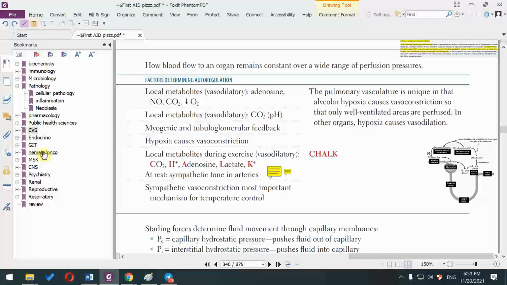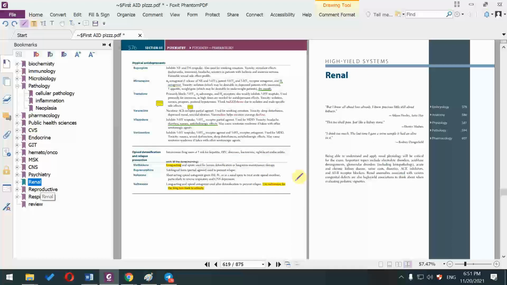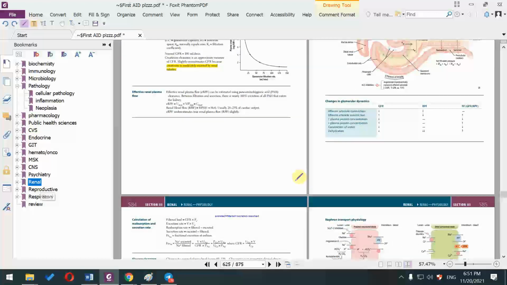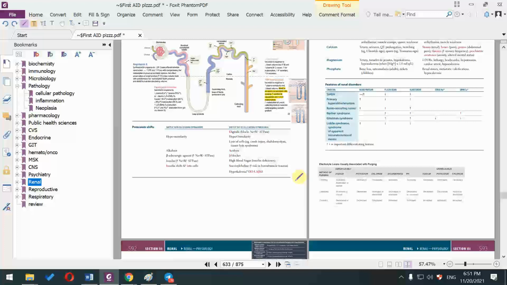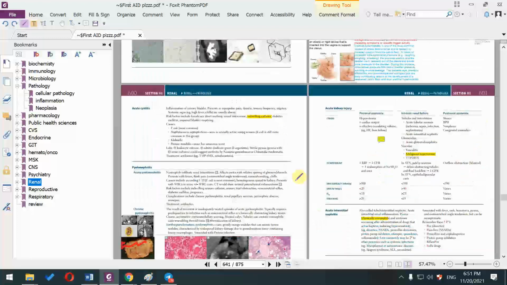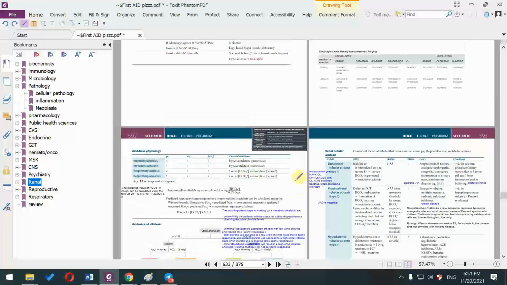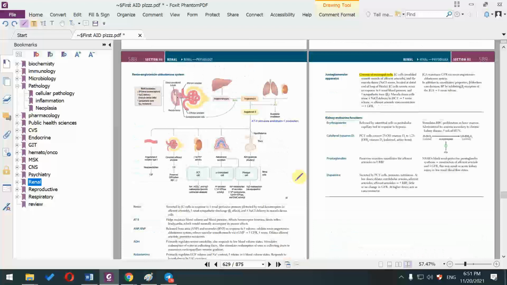You must know the location of the macula densa. Your macula densa is located in your DCT, the distal convoluted tubule. You must also know that your macula densa is basically a sensor for sodium. And yeah, that's pretty much it for that one.